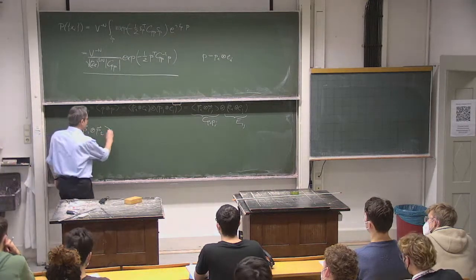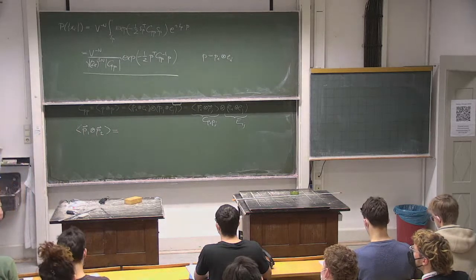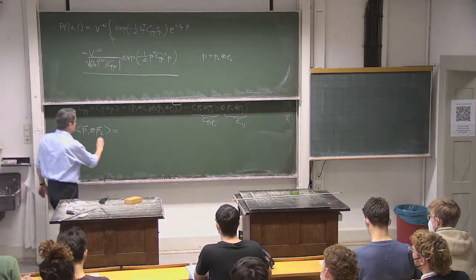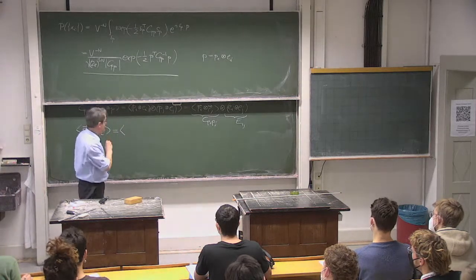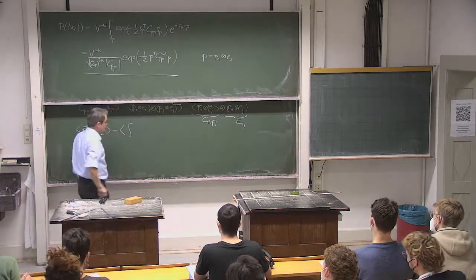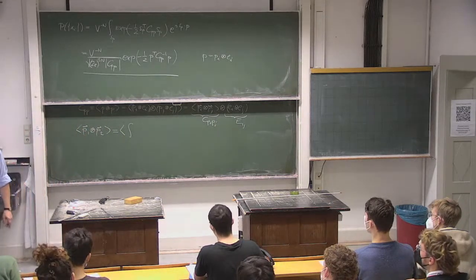Now, I'm going to write this in Fourier space. So what do I have to do? Long average. The momentum is the gradient of the velocity potential.